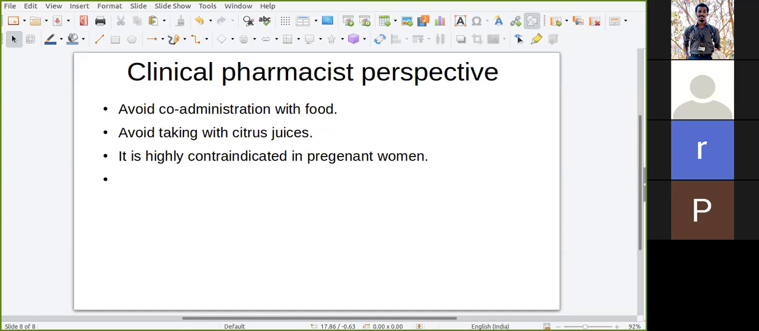What formulation is it available in? Is it available as a tablet? Yes, it's mostly given as a tablet or a capsule. IV routes exist, but it's not mostly given. It's supplied as generic only. Then cost, I'm not sure about it.